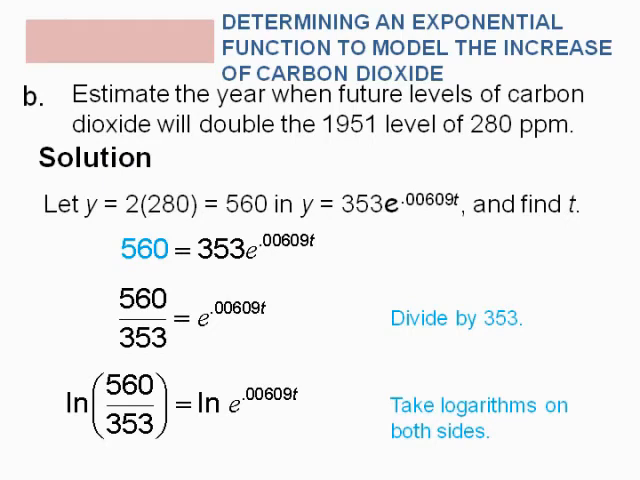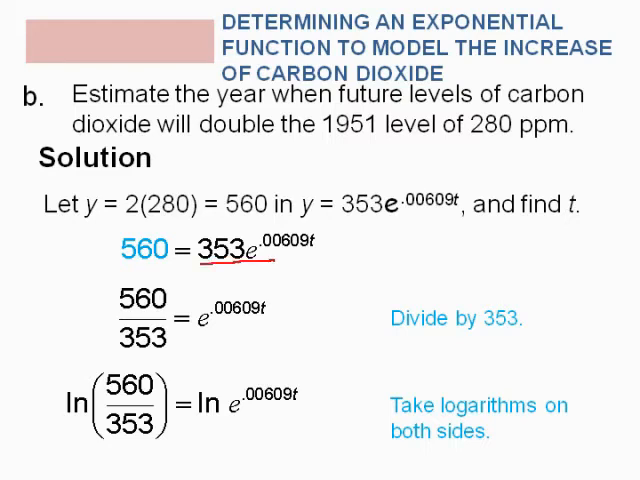All right, now we can do other things here with this. Now that we've got this model, it says estimate the year in which future levels of carbon dioxide will double the 1951 level of 280 parts per million. All right, so what we're doing is we're going to put in 560, which is twice 280, into this formula here and solve. So you can really use this in real life.